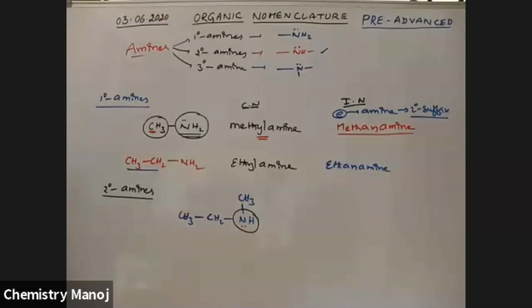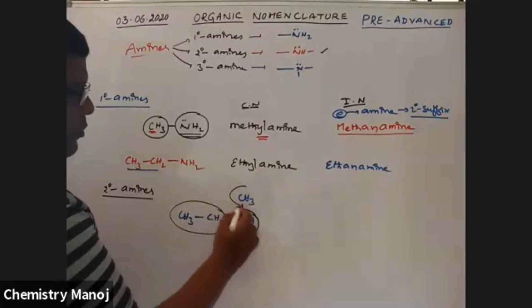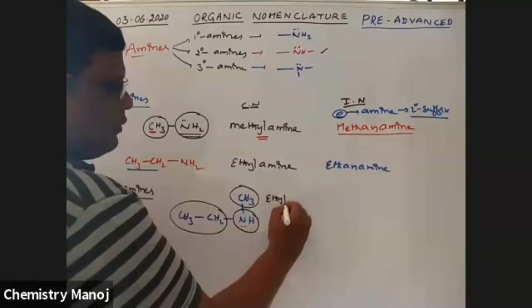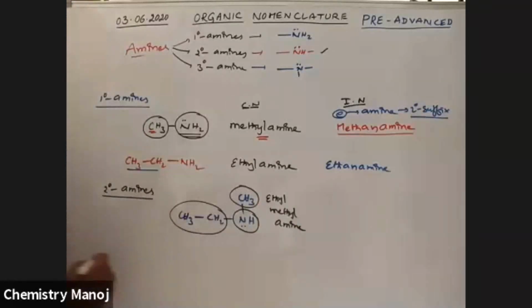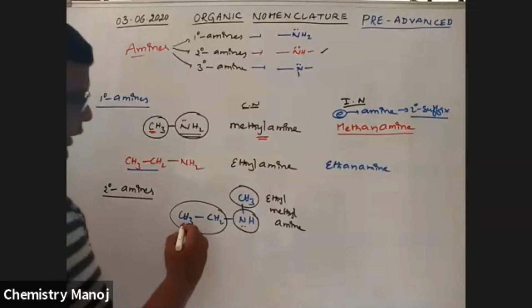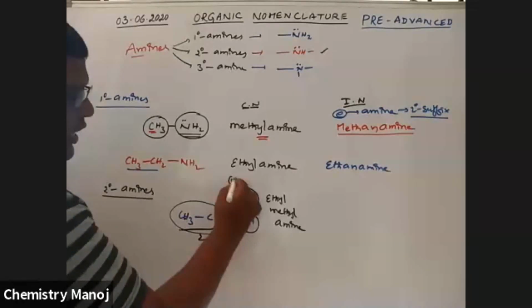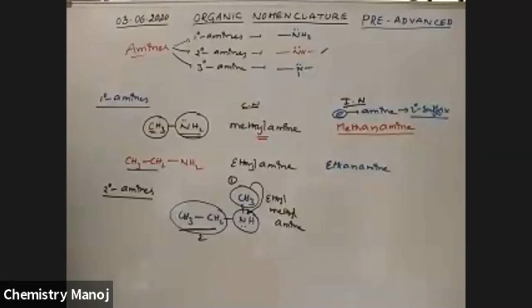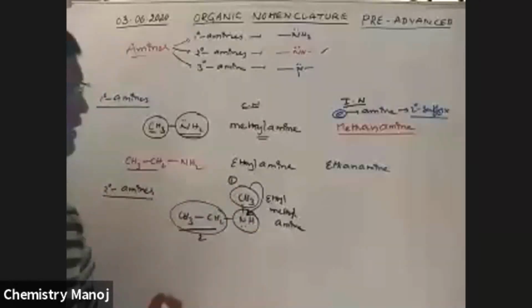This is the ethyl group, and this is the methyl group. Its common name is ethyl methyl amine. But in the IUPAC system, there is a two carbon chain and a one carbon chain. The least carbon chain is taken as a substituent to nitrogen. Where the substitution is there, the methyl group is attached to nitrogen.